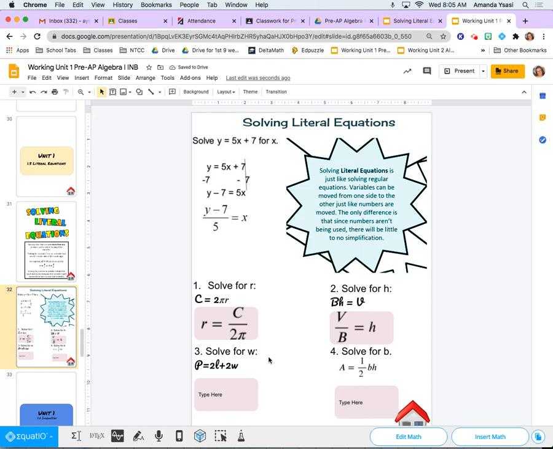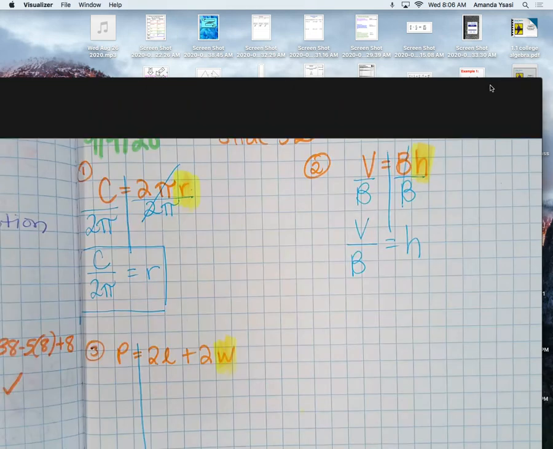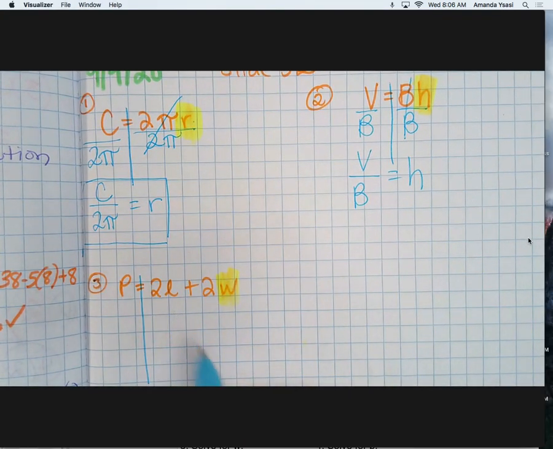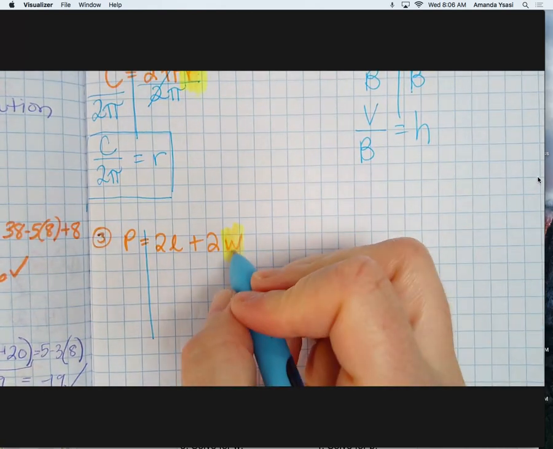Okay, let's look at the next one. Go ahead and write down number 3. And it is P equals 2L plus 2W. And circle the W or highlight it. P is perimeter. So 2 times length plus 2 times width. All right, we're solving for W.